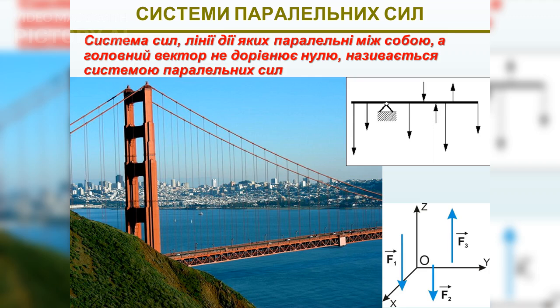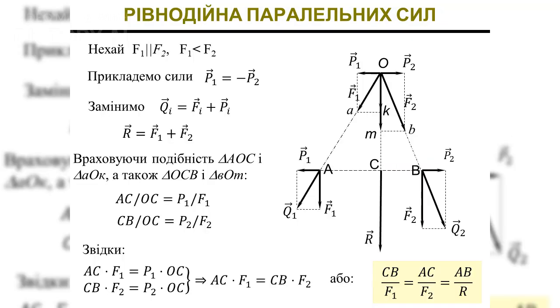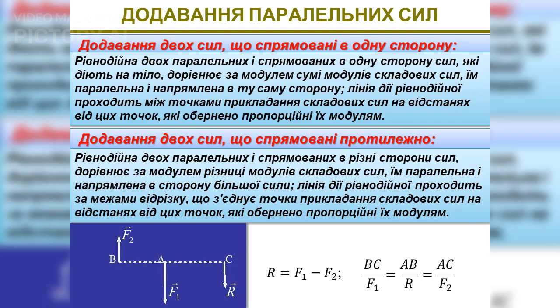A system of forces where the lines of action are parallel and the resultant vector is not zero is known as a system of parallel forces. To find the resultant of parallel forces, we consider the magnitudes and directions of the forces and apply the principles of vector addition. Adding two parallel forces in the same direction results in a force equal to the sum of their magnitudes. In the opposite direction, it equals the difference of their magnitudes.